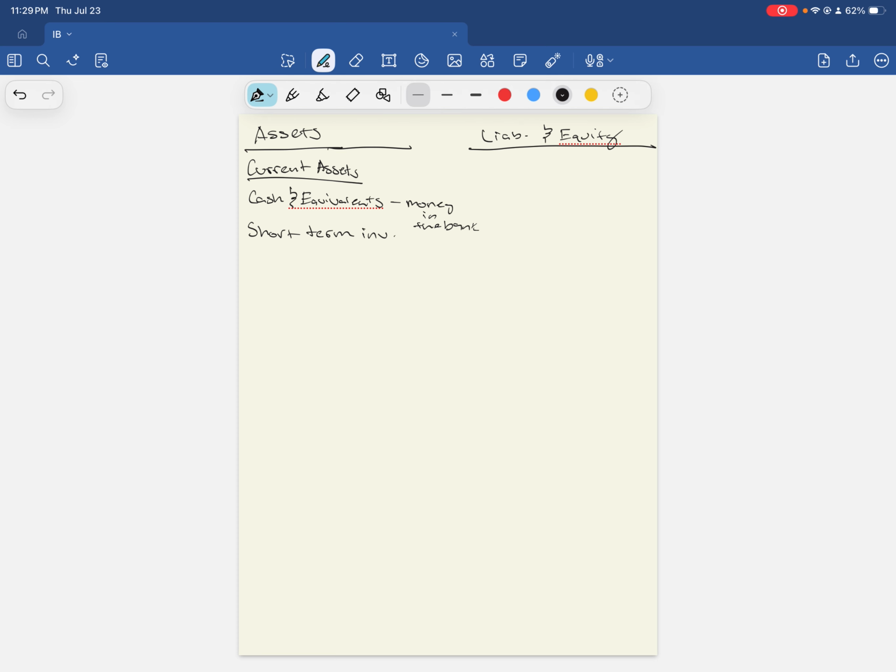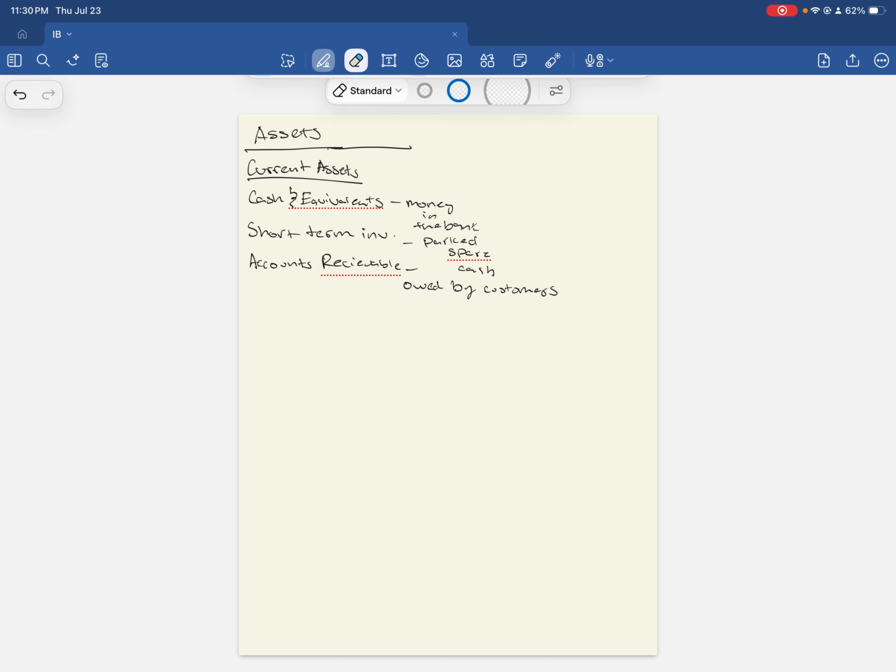It's basically your parked spare cash. Then you have your accounts receivable. Say your customer took any credit; this is anything that is owed by your customers. It's getting in the way, so we can erase this for now. But that's your accounts receivable.